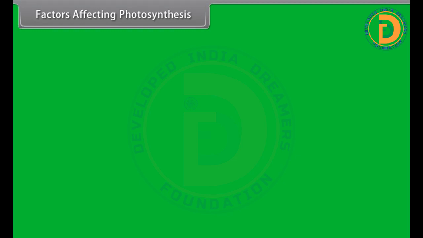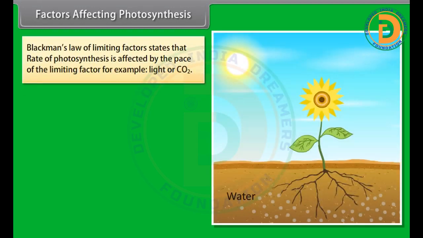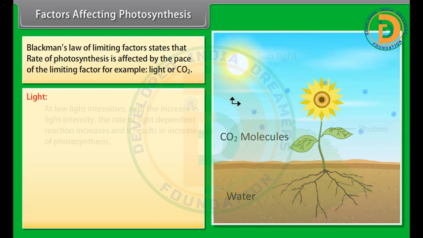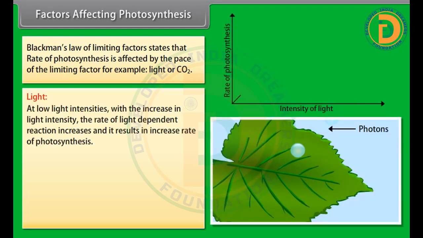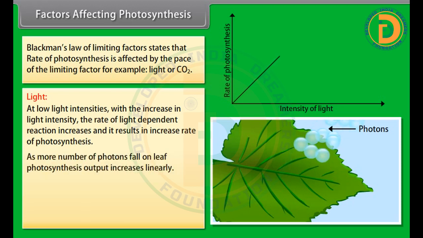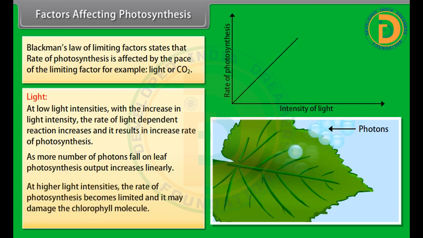Factors affecting photosynthesis. Blackman's law of limiting factors states that the rate of photosynthesis is affected by the pace of the limiting factor, for example, light or CO2. Light. At low light intensities, with the increase in light intensity, the rate of light-dependent reaction increases and it results in an increased rate of photosynthesis. As more photons fall on the leaf, photosynthesis output increases linearly. At higher light intensities, the rate of photosynthesis becomes limited and it may damage the chlorophyll molecule.